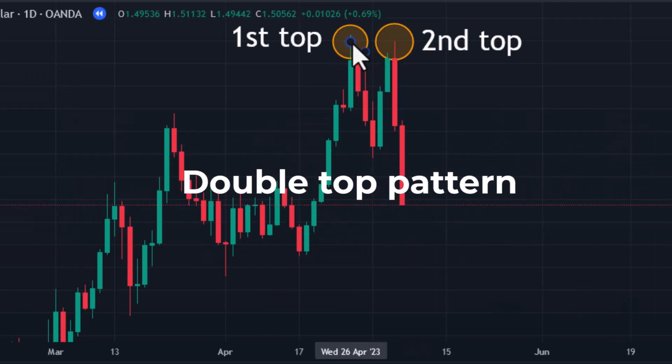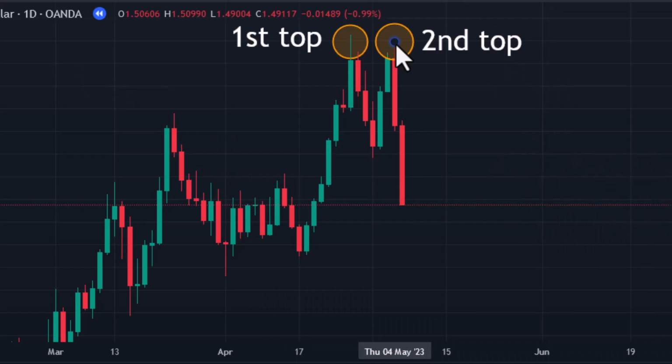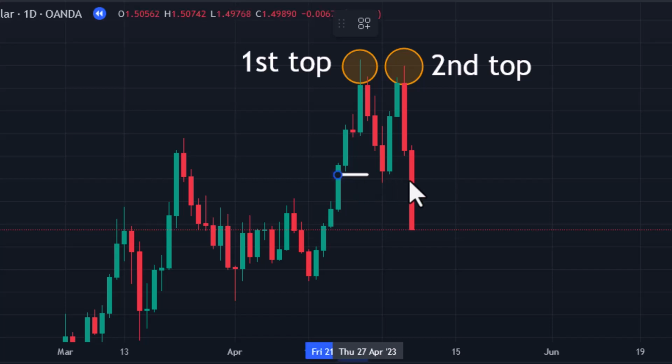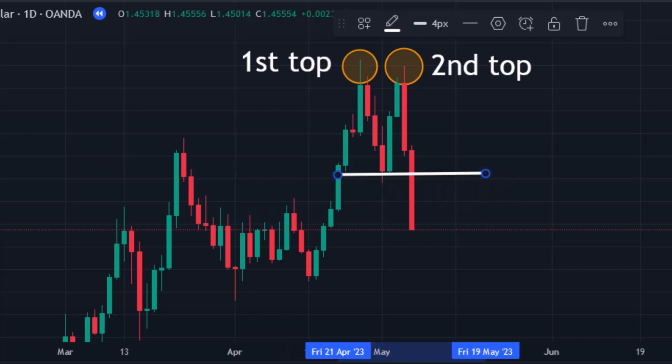After this first resistance was tested, it held because price was unable to break through it and price pulled back. So this is a reversal pattern, and as you can see, there is a breakout right here from the neckline. If you draw from here to here, you can see there is a breakout. See, this is a breakout. So the question is, how do we trade double top?